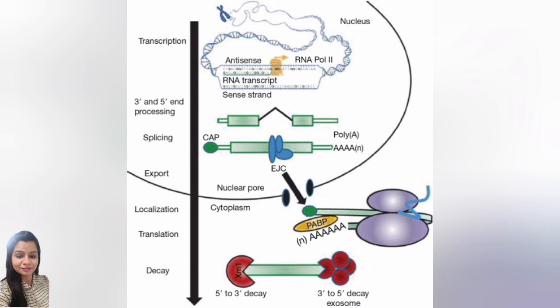So let's talk about the capping. A 5' cap is added to protect the RNA from degradation and assist in ribosome binding. Second is the polyadenylation. A tail of adenine nucleotides called the poly A tail is added to the 3' end of the RNA for stability. Next is splicing.